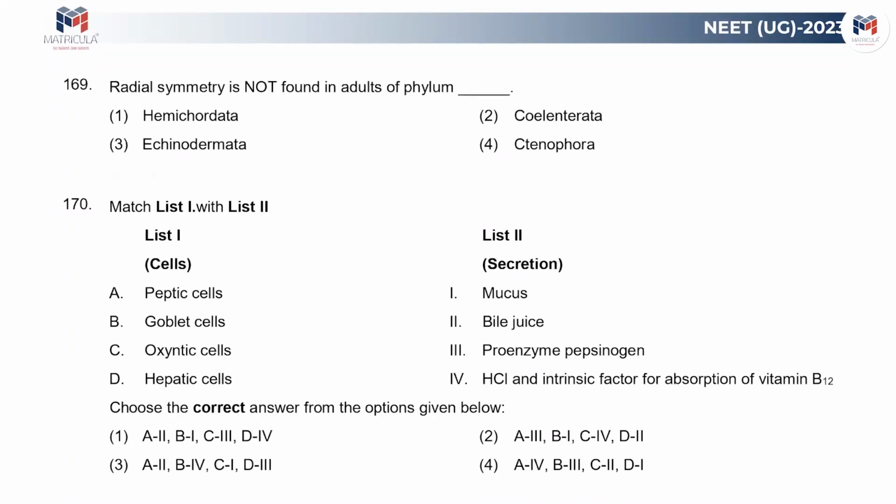Question number 169. Radial symmetry is not found in adults of phylum. Answer is option number 1, Hemichordata.